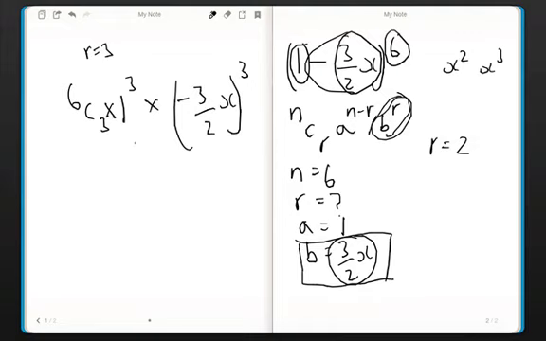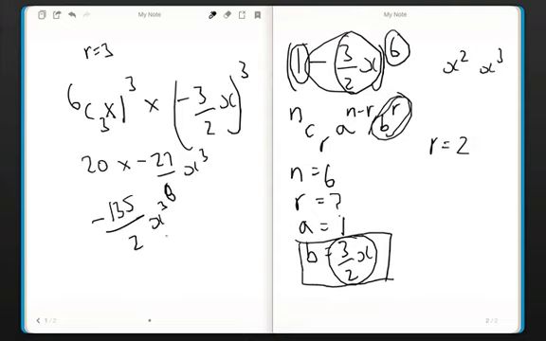Now let's calculate this. 6C3 is 20, into minus 3/2 the whole cubed, which is minus 27/8, x cubed. Multiply this by 20, you get minus 135. As you know, I'm using my calculator right now, so don't be scared if I seem to do this in my head. Minus 135/2 x cubed is our final answer.